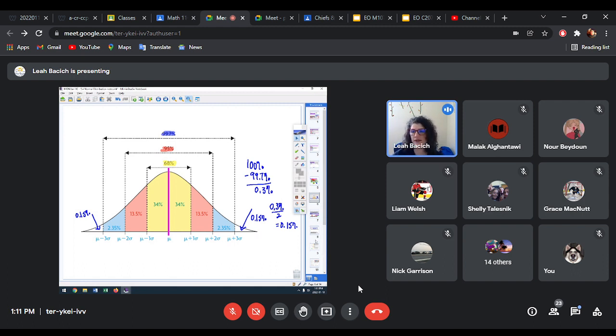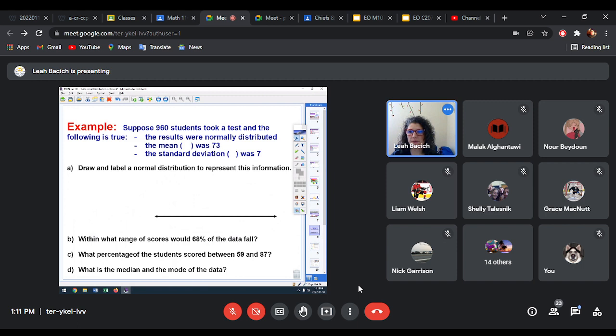Okay, so how will we use this? What do we need it for? For example, suppose 960 students took a test, and the following is true. The results were normally distributed. So as soon as I see the results are normally distributed, this is what I can draw. I can draw a nice little bell-shaped curve. That's what I'm allowed to do. So when you see this, you're allowed to do this.